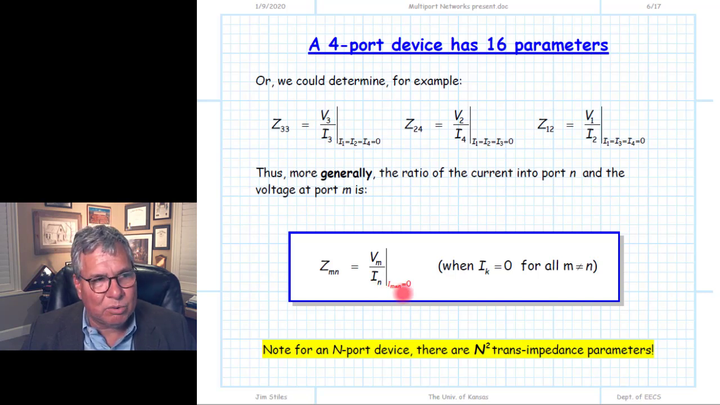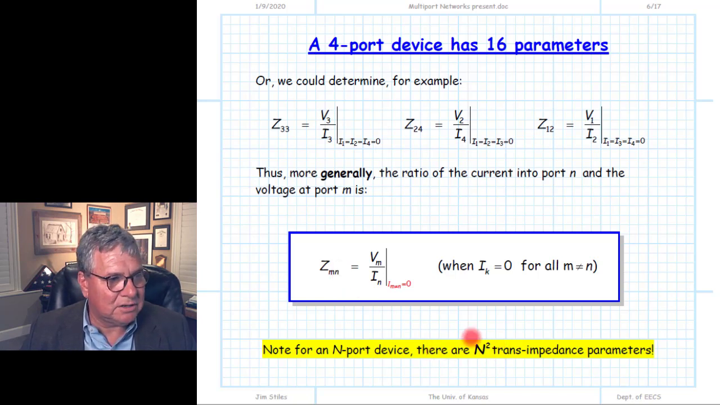Again, this is very important. The voltage we measure has to be due to this one current at port N and that current only, which means that the currents at all the other ports must be equal to 0. If that is not true, we can take the ratio of the voltage at port M to the current at port N, and we'll get a complex number, but it will not be equal to the transimpedance parameter Zmn. Again, this is a very common mistake that students make.